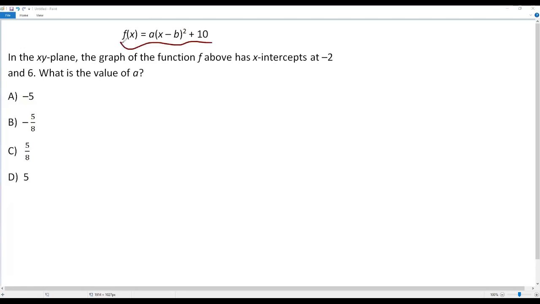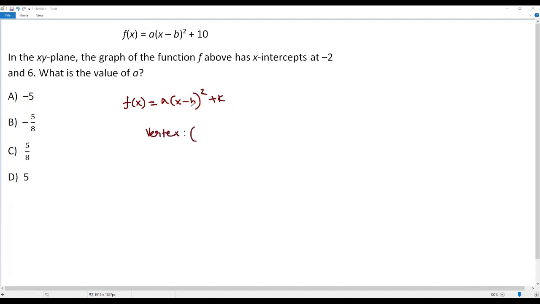Okay, in the given quadratic function, we have to get the value of the constant a. Actually, the given quadratic function is in vertex form, that is f(x) = a(x − h)² + k. So this is the vertex form of a quadratic function. Let me write it over here.